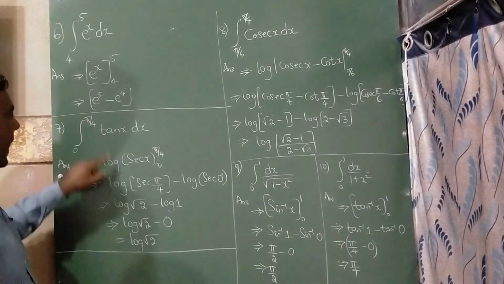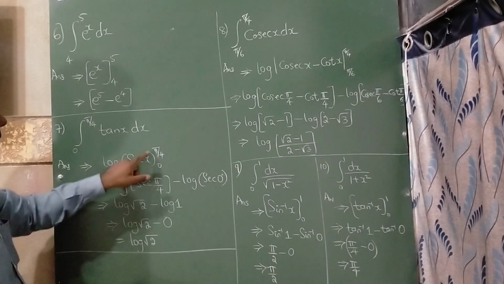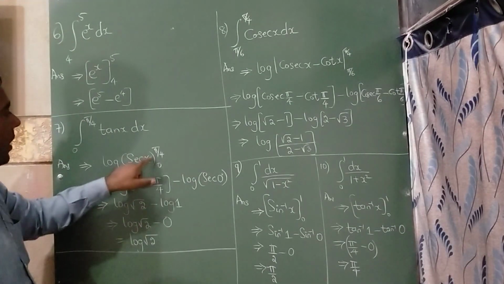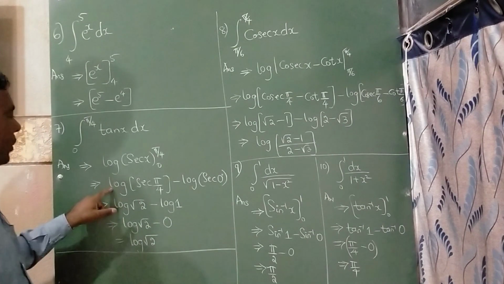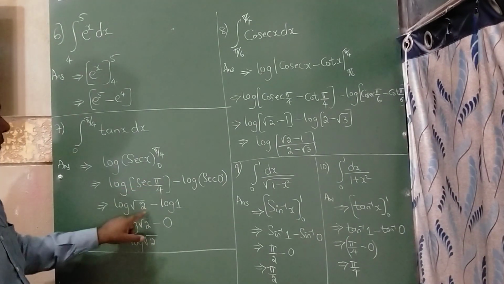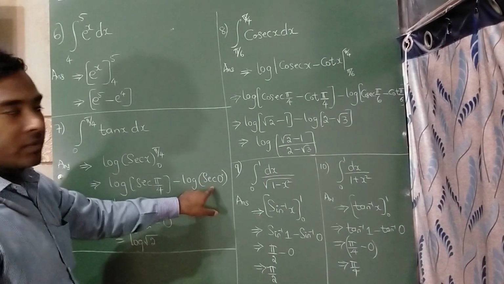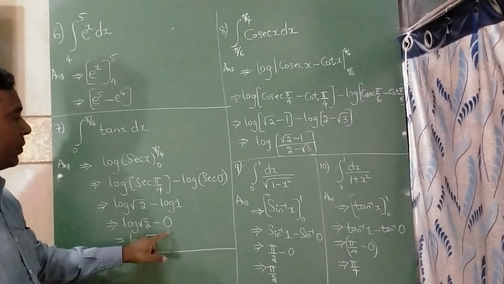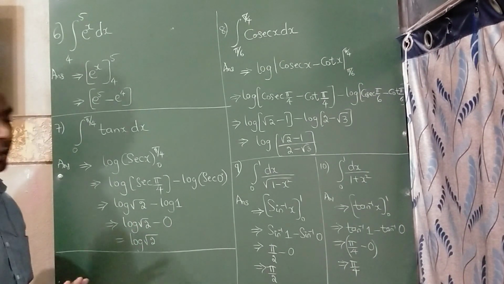The seventh question is integration of tan x dx. So integration of tan is log secant x, and the limits they have given are pi by 4 and 0. So log secant upper limit is pi by 4 minus log secant 0. So log of sec pi by 4 is root 2 minus secant 0 degree is 1. So log root 2 minus log 1 is always 0. So the final answer is log root 2.